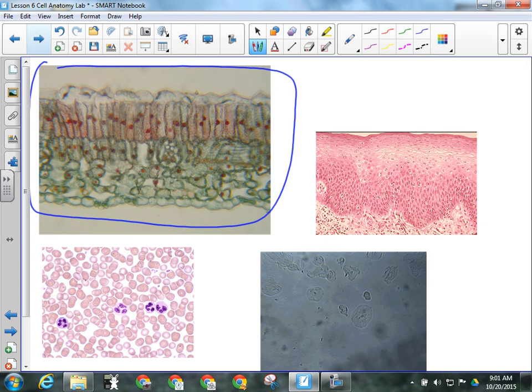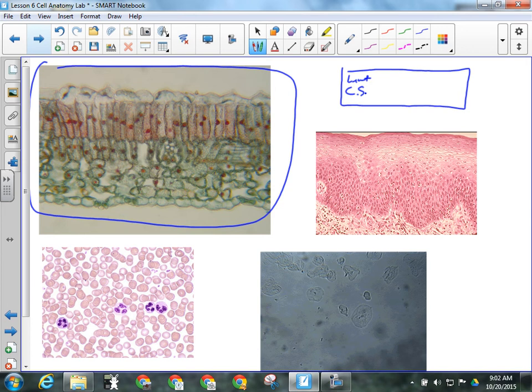Everyone follow me there? If it looks anything other than like this, you're not looking at either the right part of the leaf or you're looking at the wrong leaf. On your slide, you'll actually be able to see this. The slide says leaf, and it says CS on it. It stands for cross section. What that means is they took a leaf, laid it flat like this, and cut it this way, so you're looking at it from the side.